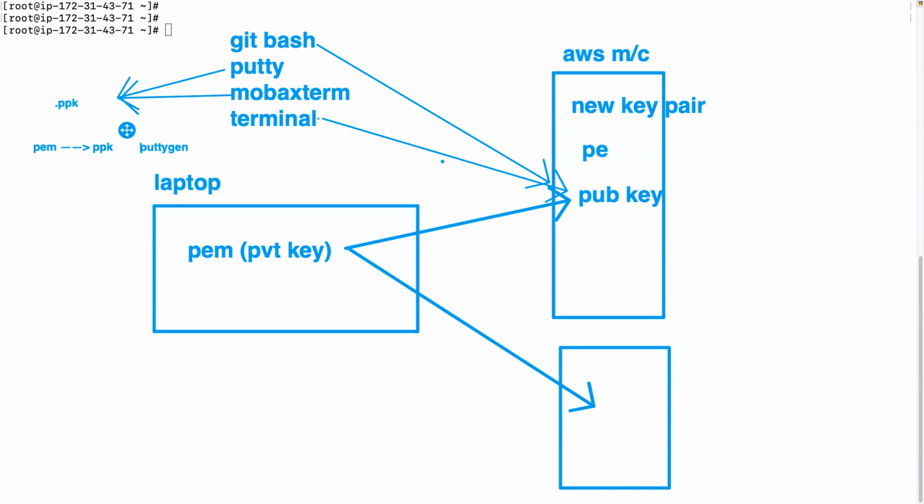I always use PEM because I use Git Bash or terminal. If I download PEM, I can convert it to PPK and use it for PuTTY or MobaXterm, so all the ways I can use it. So I always prefer the PEM file. Let's suppose you don't want to use Git Bash terminal, you only want to use PuTTY. Then you can directly download PPK also whenever you are creating the key pair.